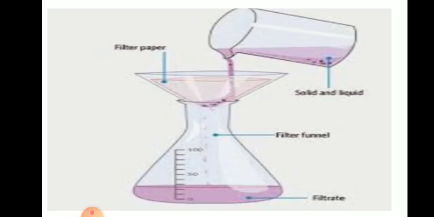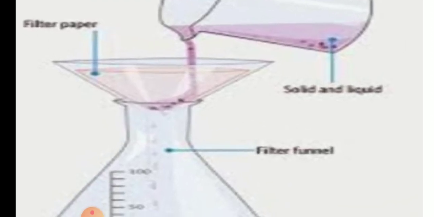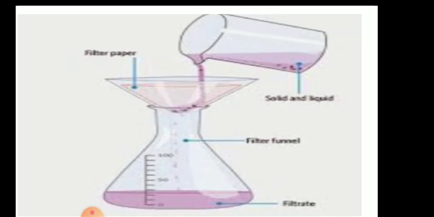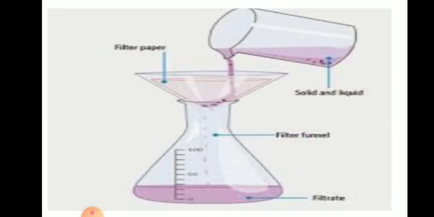Let me move to the topic of filtration, children. You know this one already. This is a process of separating the solid particles from the liquid medium using a filter paper, known as filtration. If you see here, there are some solid particles. Here is the filter paper, and the liquid at the bottom. This is the process of filtration. It means separating the solid particles and liquid by using a filter paper.